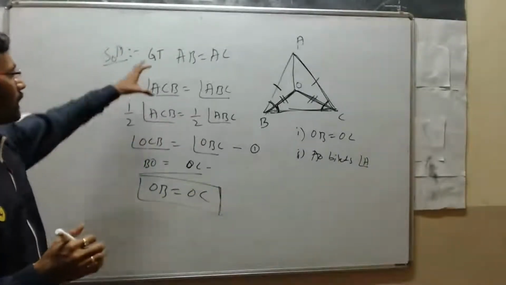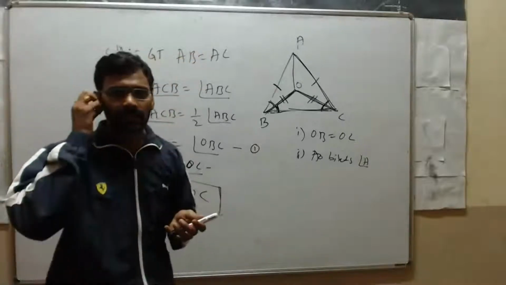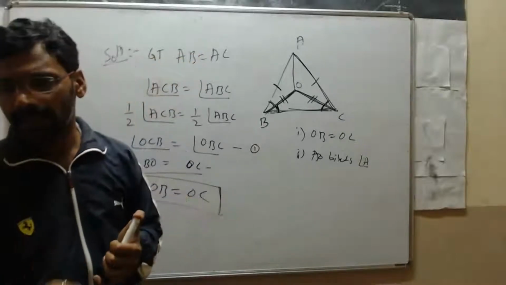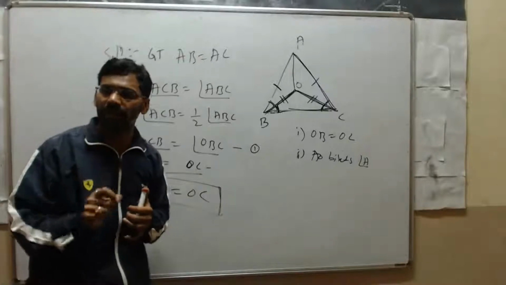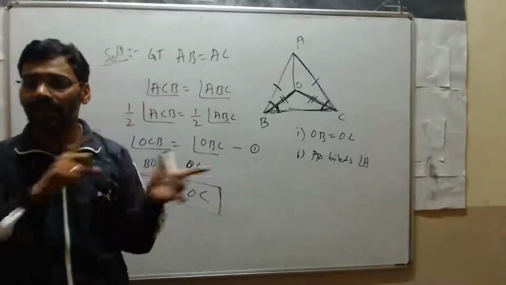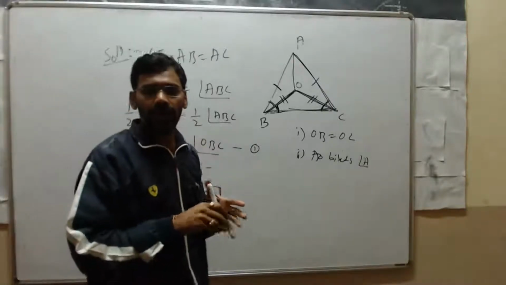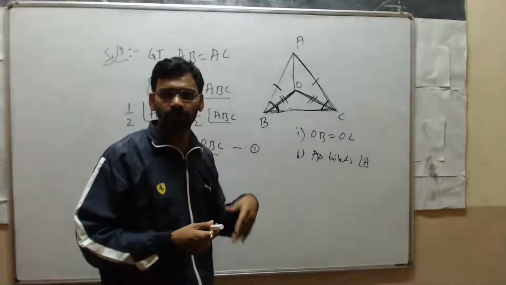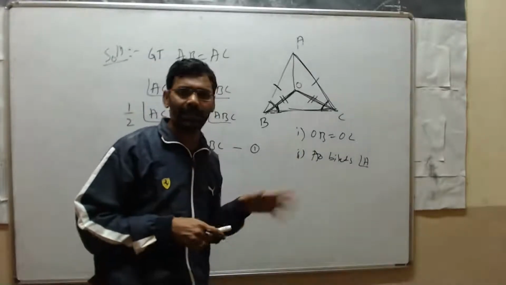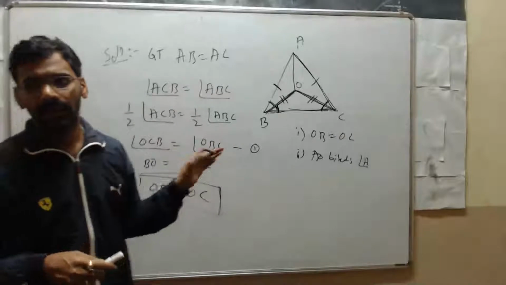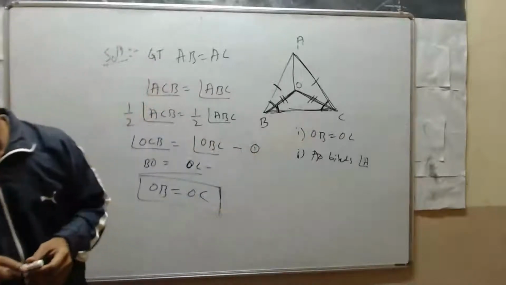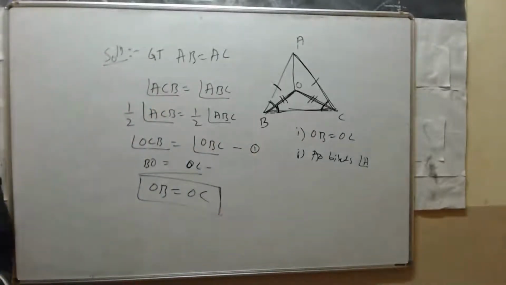In the isosceles triangle, AB equals AC. The bisectors of angle B and angle C intersect each other at O. Then join AO. This is the question. What we have to prove: first, OB equals OC. Second, AO bisects angle A.